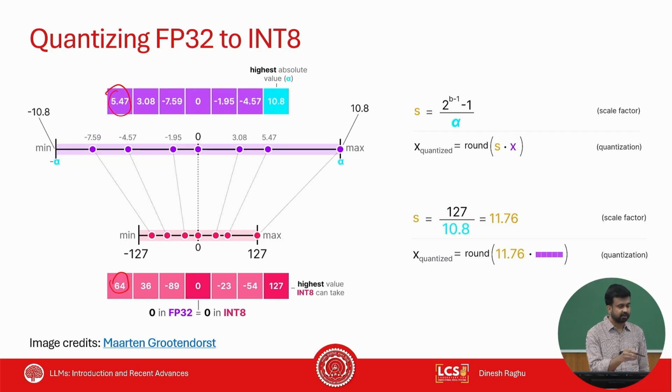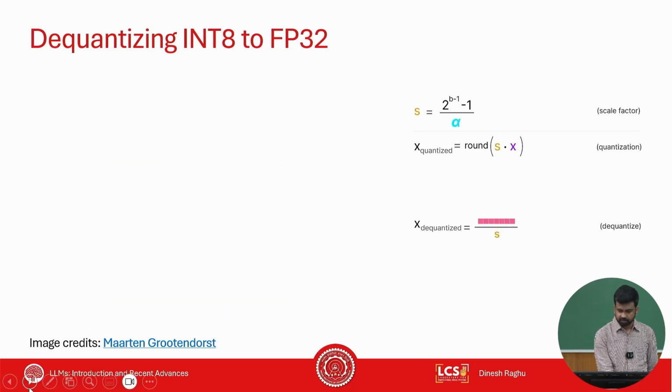Of course, for different vectors your alpha is going to change, and so the scale factor is going to change. If you have, let's say, a two-dimensional matrix which has 20,000 rows, then you will have 20,000 different scale factors to quantize. So this is how quantization works.